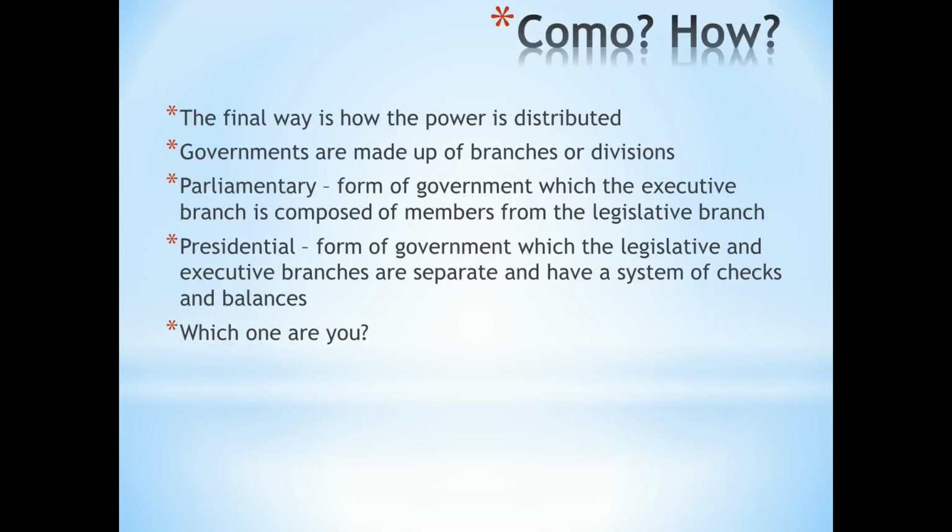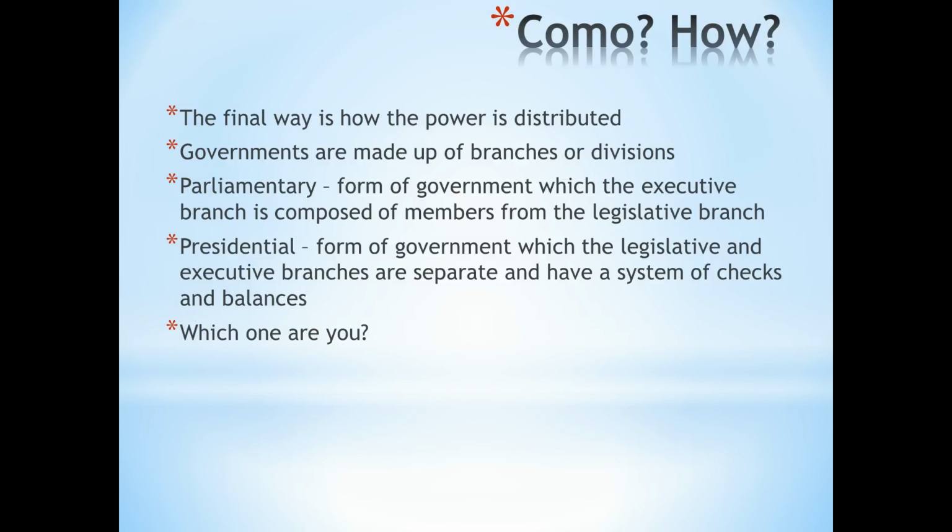And then the final way that we're going to discuss is how. How is this power distributed? Governments are made up of branches or divisions. Here, we currently have 3 branches. But we're going to discuss how these branches exist together. In a parliamentary form of government, the executive branch is composed of members from the legislative branch. So you have to be in the legislative branch in order to make it into the executive branch.